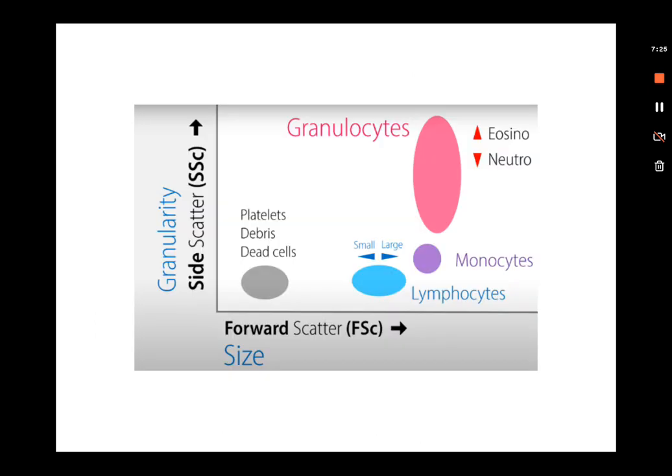Now, if you look at this graph, on the x-axis is forward scatter, which indicates size, as we talked about earlier, and on the y-axis we have side scatter, which indicates granularity. So how are we going to read any plot? We divide this plot. The machine itself actually divides the plot into 4 quadrants.